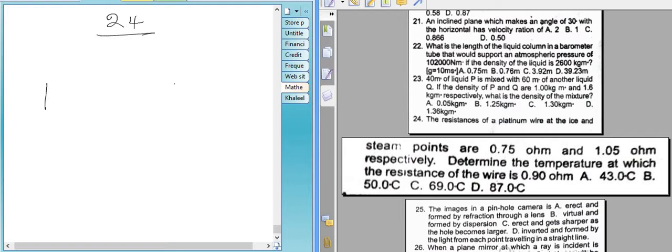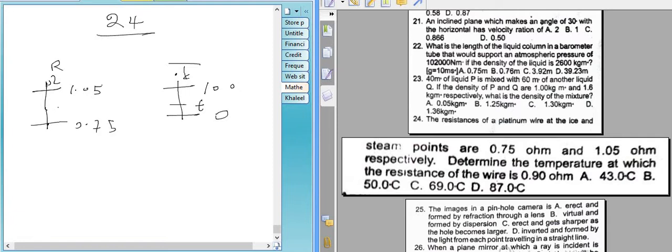Let's assume here is the resistance line and here is the temperature line. We know that the steam point is 100 and the ice point is 0. This is in degree C and this is in ohm. Now we have another point which is unknown, we call it maybe T. Here we have the corresponding values: the upper point is 1.05 and the lower point is 0.75, and the resistance at the unknown temperature is 0.90.